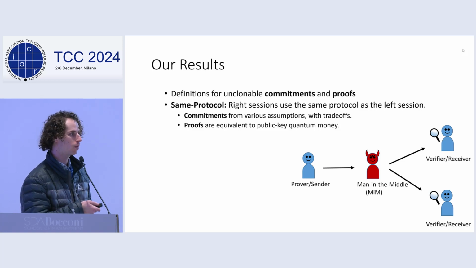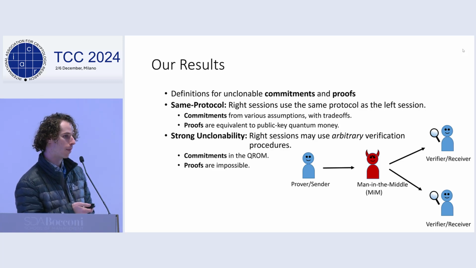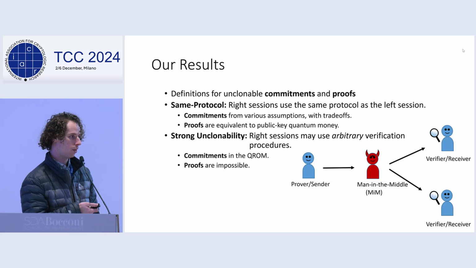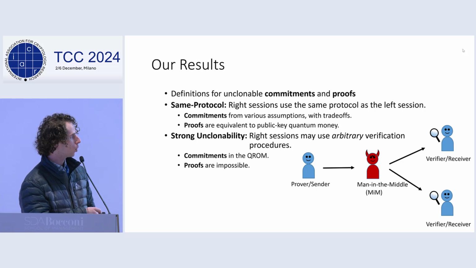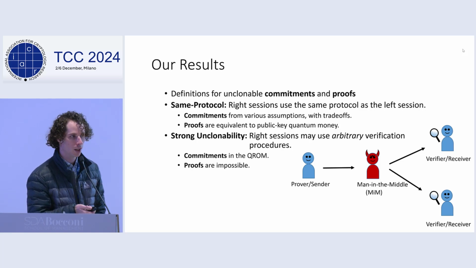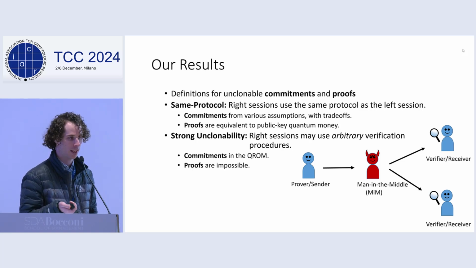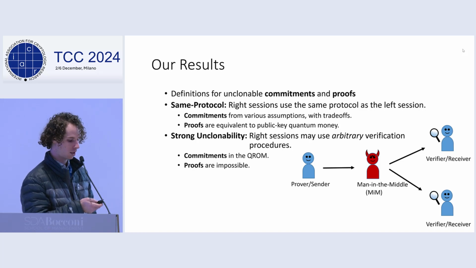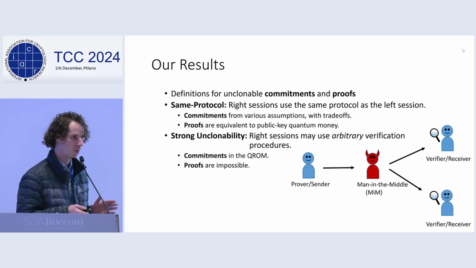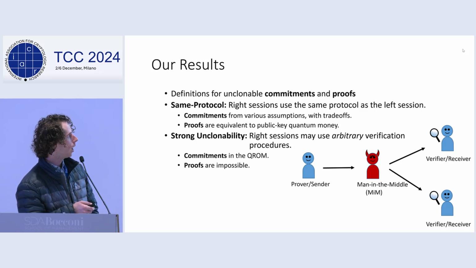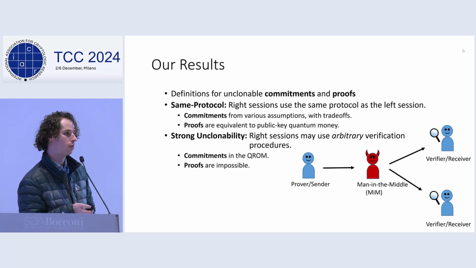For this scenario, we give definitions for unclonable commitments and unclonable proofs, and then we give some constructions. The first scenario that we consider is the case where the protocol on the left side is the same as the protocol on the right side. This is very close to non-malleability, and it's a very natural setting. In this case, we show how to build commitments from various assumptions with trade-offs. I won't have time today to get into all of them, but if you're interested, please take a look at the paper. And we also show that commitments are equivalent to public key quantum money.